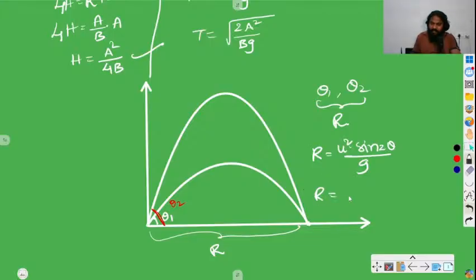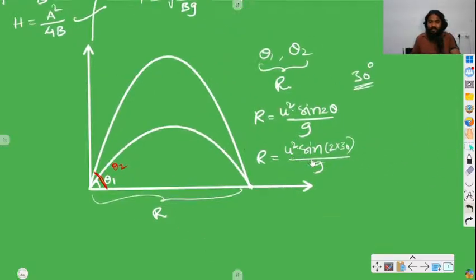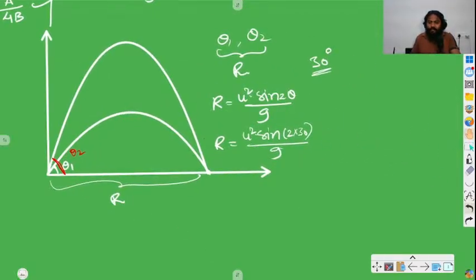From this, R is equal to u square, and for example, let's substitute the theta value 30 degrees. If you substitute 30 degrees, then what happens? u square sine 2 into 30 by g. Now from this you have u square sine 60, and sine 60 is nothing but root 3 by 2g, right?